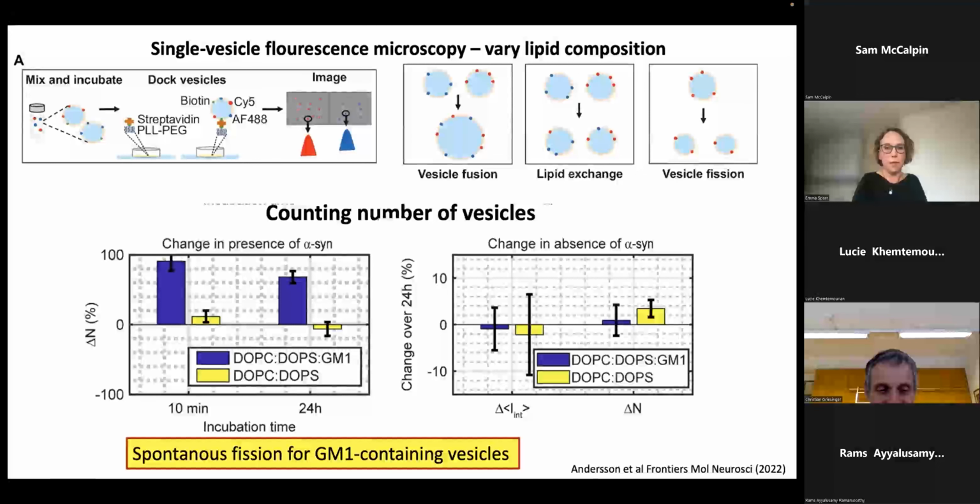so that there is no major change, meaning there is not a major remodeling, probably not much fission. But including gangliosides in the membrane, which is a common lipid in neural membrane, we actually get a very strong effect. We get much more objects, so that indicates a spontaneous fission.